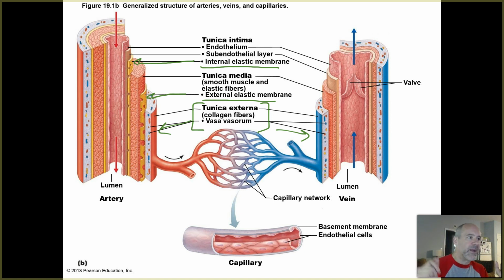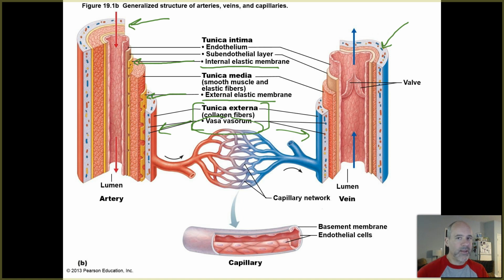Another thing I want to highlight to you here on this diagram, the vasa vasorum. If you look really carefully at the tunica externa on your arteries and your veins, you'll notice there are some red arteries and some blue veins that are very small that are being shown in cross-section, most of them. So what the vasa vasorum is, that's the system of arteries and veins that actually supplies the walls of your larger arteries and veins.